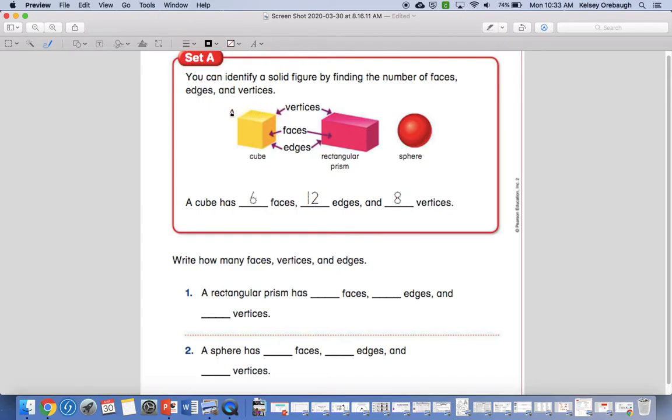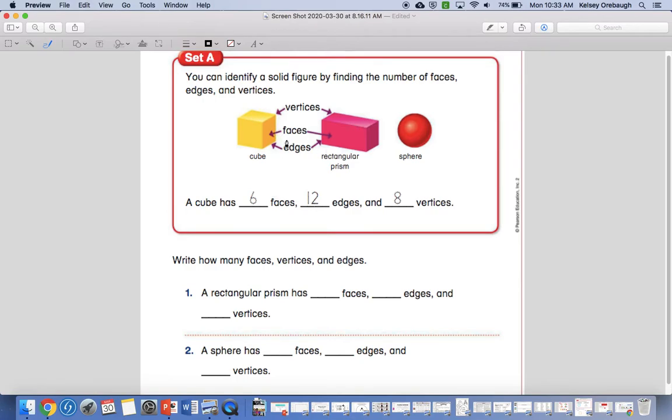So let's get started by looking at set A. Set A says you can identify a solid figure by finding the number of faces, edges, and vertices, okay? Those are vocabulary words that we learned in the very first lesson of Topic 12. Let's first look at vertices. If it's just one, we call it a vertex. Vertices is the plural. Vertices are the corners of the solid figure, okay? Notice that these arrows are pointing to these corners in the cube and the rectangular prism.